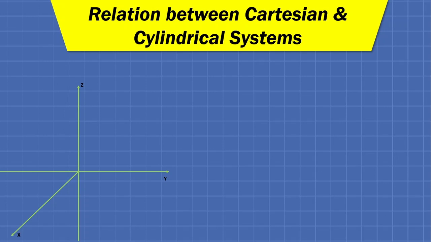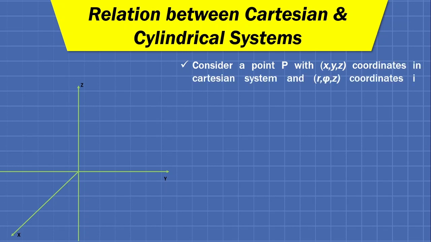Then the relation between Cartesian and cylindrical coordinate system. So I have shown a Cartesian coordinate system. I have deliberately cut the negative x direction. Now consider a point with xyz coordinates in Cartesian system, and the same point is having r phi z coordinates in cylindrical system. So this point in Cartesian system is having coordinate as xyz. You can take projection of P on xy plane first, then the height of point P from the xy plane will be the z coordinate of point, and whatever point we are getting as a projection on xy plane, you take one projection on y axis and one projection on x axis, then you will have the magnitudes of x and y coordinates. So parallel to x axis we have x magnitude, and parallel to y axis we have y magnitude.